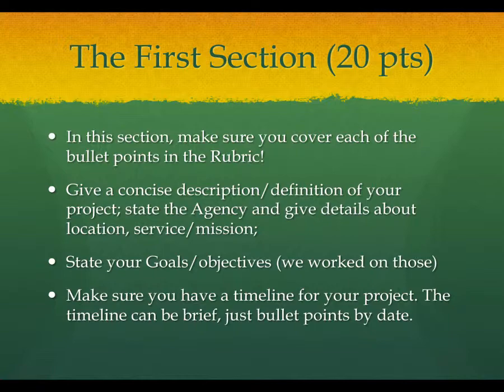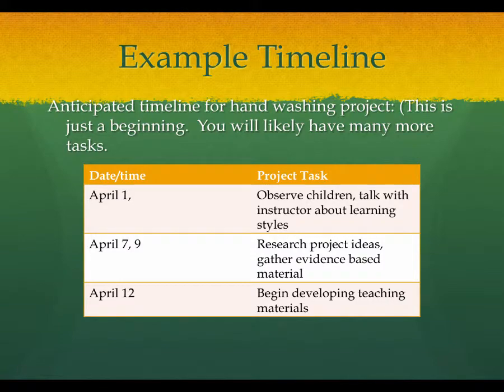State your goals and objectives, just like we worked on in Blackboard. Make sure you have a timeline for your project. This timeline can be brief, just bullet points by date. I'm going to give you a quick example here on the next slide. Here we're using the example of the hand washing project. Of course, this is just the beginning. I'd like, I don't know, 10, a dozen different project tasks broken down at least to that level of granularity. You can actually even use the number of hours you anticipate on each date.